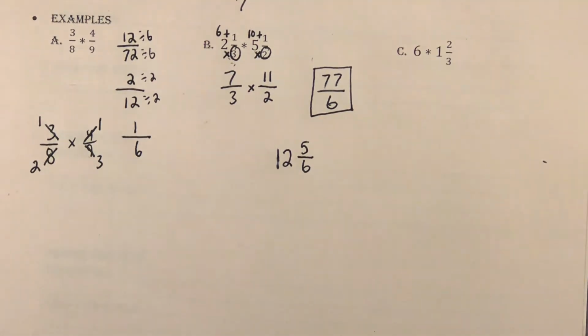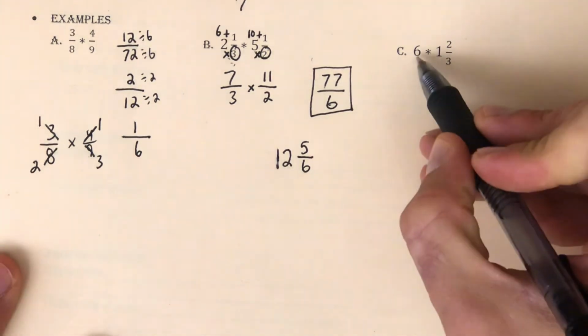All right, well, I'd encourage you to try example C on your own, and then check your work with mine. So example C, I've got 6 times 1 2/3. So I've got both a whole number and I've got a mixed number. So I need to convert these into fractions, all right? And they're both going to be improper fractions, and that's completely fine.